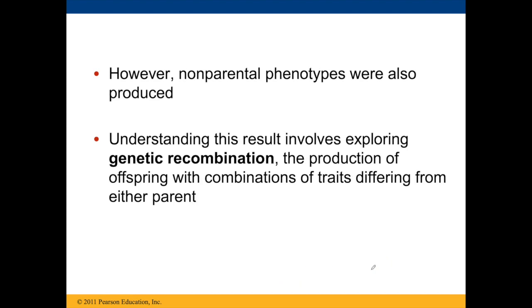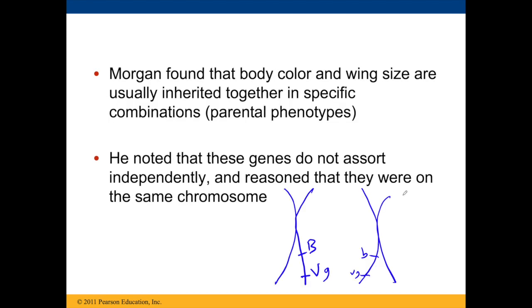However, that's not all he saw. He also saw kids that looked like kind of a mix-up of the two parents. And at first, that does not make sense until you remember what happens during meiosis. During meiosis I, the homologous chromosomes synapse, line up side by side, and when they're lined up side by side, they can exchange the tips of their chromatids. So if a crossover happens between these two genes, let's say here and here, you're going to trade the tips of the chromatids. So this big VG is now going to be over here, and this little vg is now going to be over here. So because of crossing over, you can get a big B with a little vg. You can get a little b with a big VG.